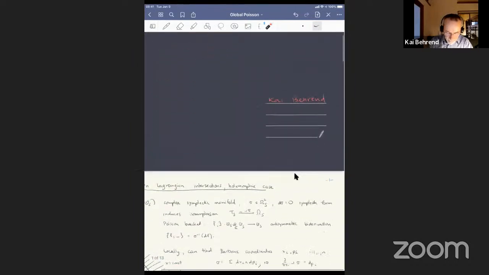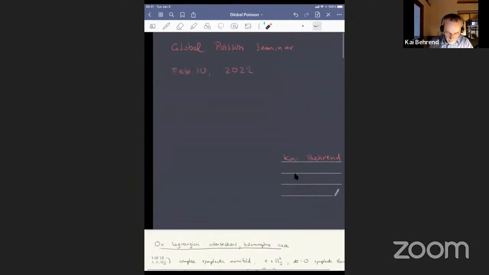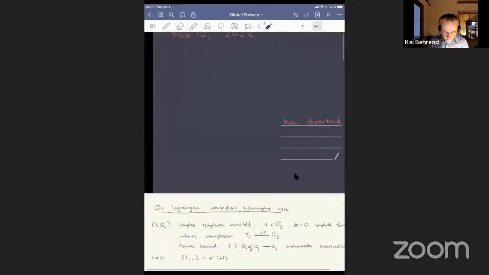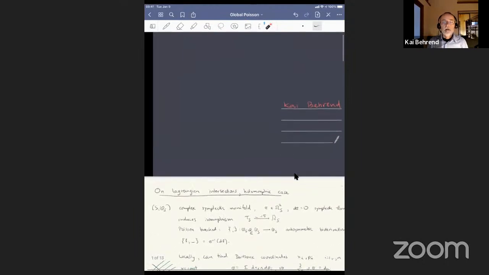Okay, so I wanted to talk about Lagrangian intersections, the holomorphic case. I should apologize to all the experts. There's not really much or anything new in this talk. If you've seen me talk about this kind of thing before, you probably know already what I'm going to say. Anyway, I'll start out very slowly. So let me start out here.